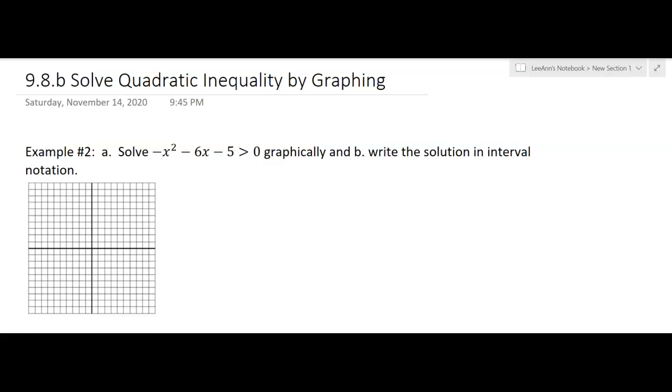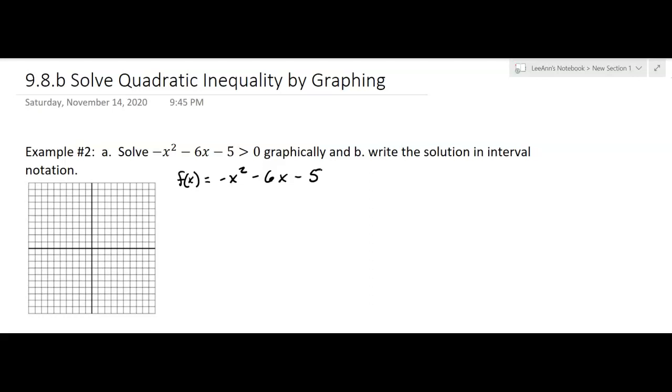So I'm going to do another one by graphing. So I'm going to take that negative x squared minus 6x minus 5. So we know it's got a being negative. It's going to be an upside down parabola.